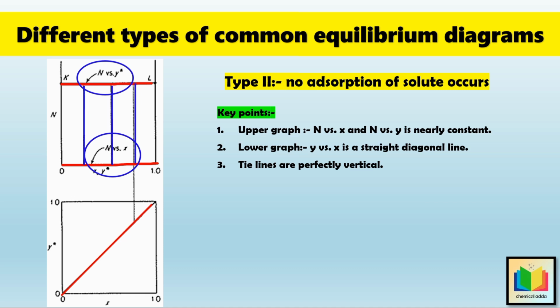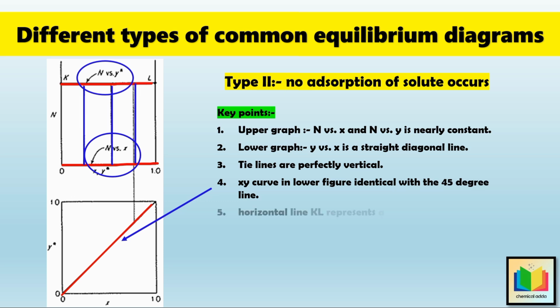And this results in the XY curve in the lower figure being identical to the 45-degree line, which represents an equal distribution of solute in both phases. And that's why, in this type we can consider y star is equal to x, which implies that the distribution coefficient, that is m equal to y star divided by x, is equal to 1.